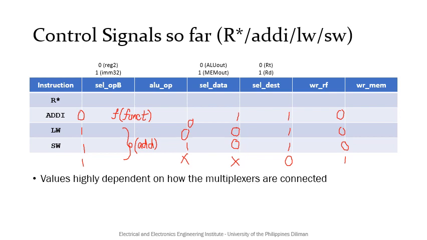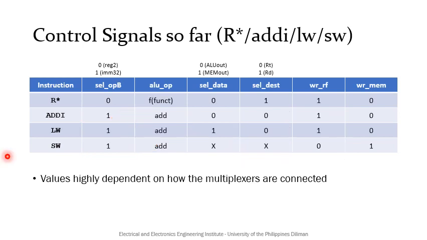So summarizing, this is how the control signals should look for these instructions we have so far. Also note that the values highly depend on how the multiplexers are connected. So if we interchange the connection for the multiplexers, then these values should also change.